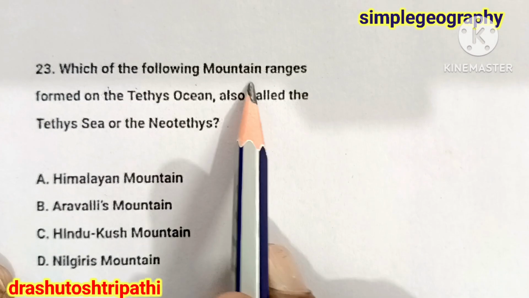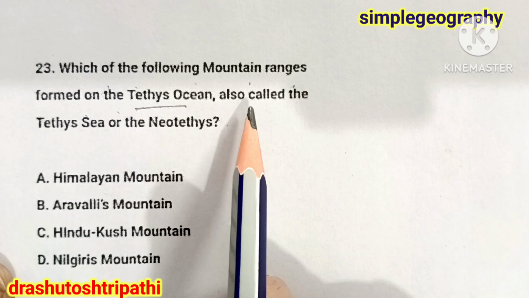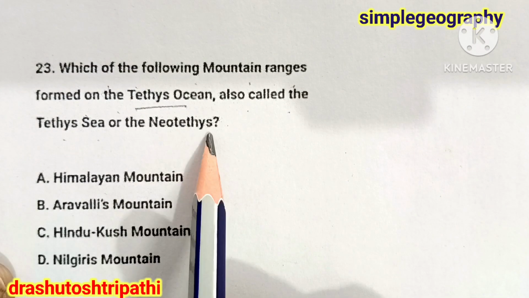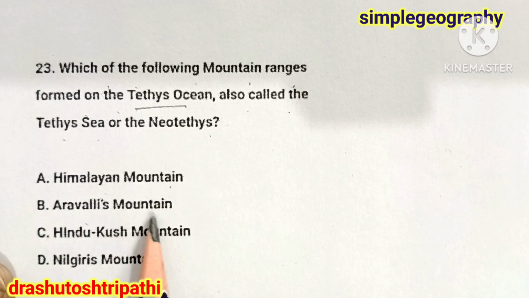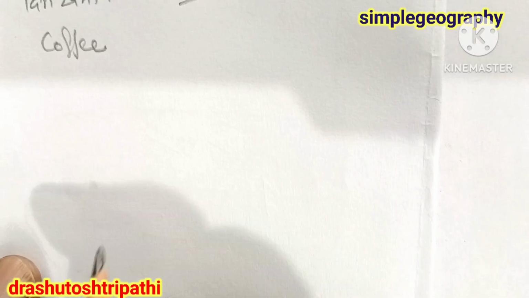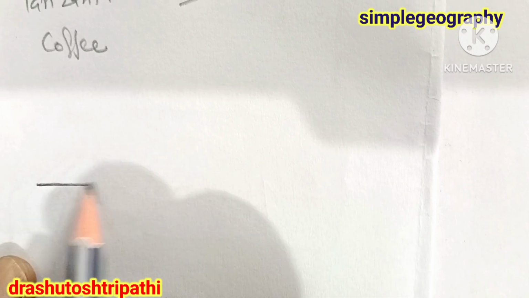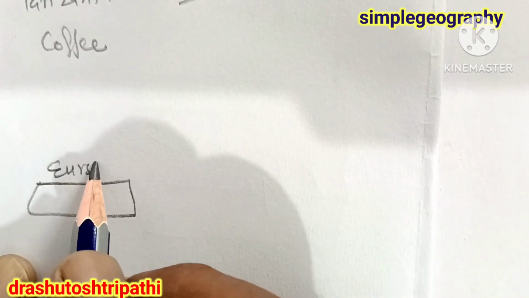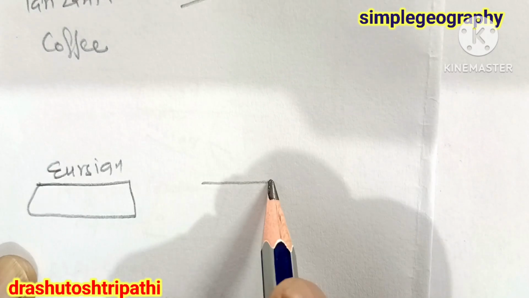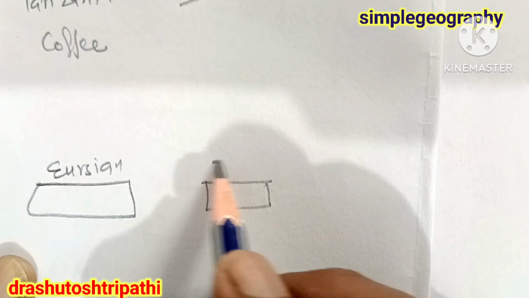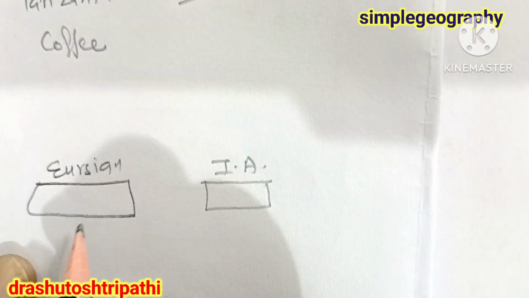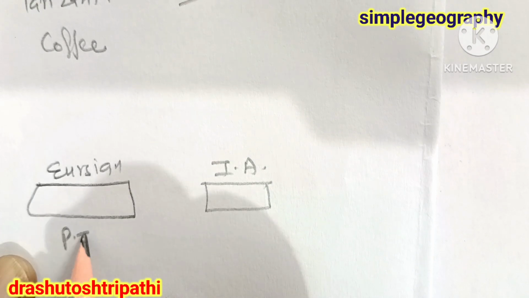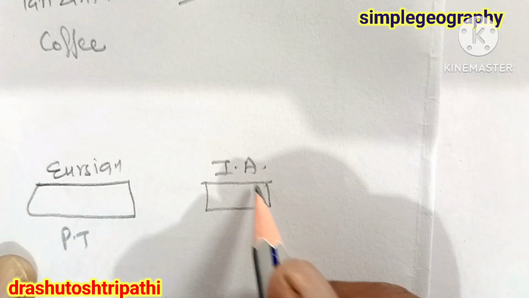Which of the following mountain ranges formed on the Tethys Ocean, also called the Tethys Sea or Neo Tethys? Himalayan mountain, Aravalli mountain, Hindu Kush mountain, Nilgiri mountain. The answer is A. Himalayan mountain. See this, this is the block, known as the Eurasian plate, and the second one is the Indo-Australian plate. This is plate tectonics.